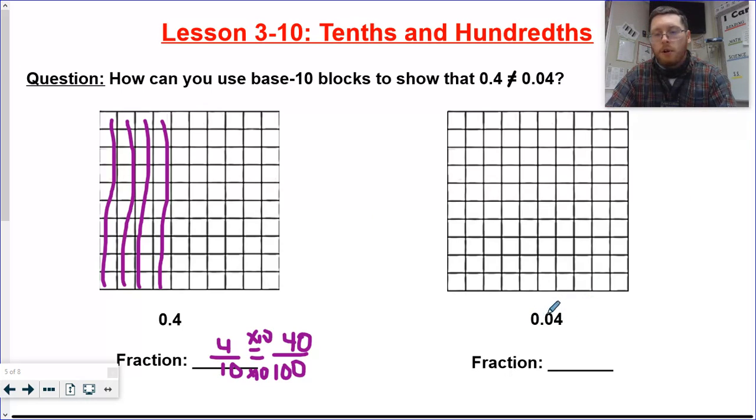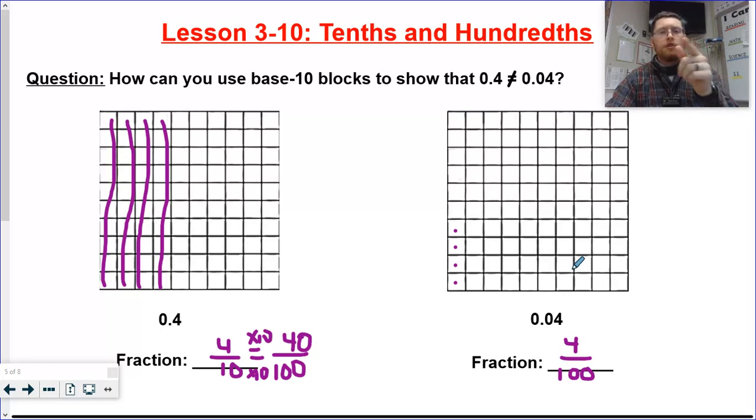All right, now let's move over to our 0.04. This 0.04 is in the hundredths place, so there's only 4 hundredths. If I were to write my fraction, it would be 4 over 100 total pieces. I don't need to convert that because it's already in hundredths. So I color in 4 of the total 100 pieces.